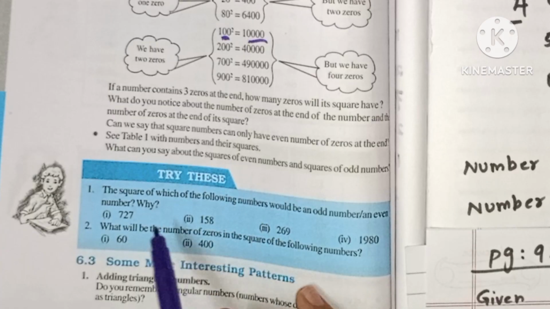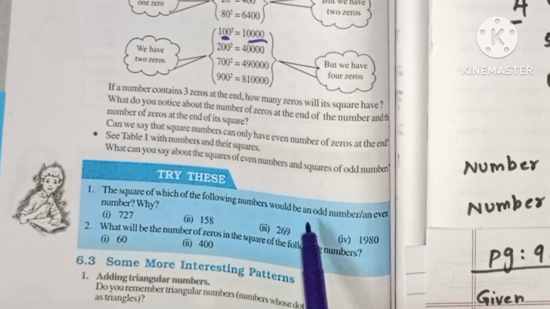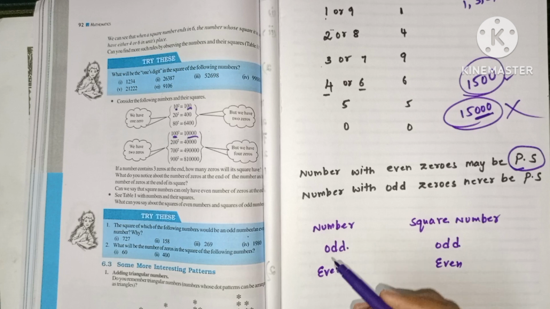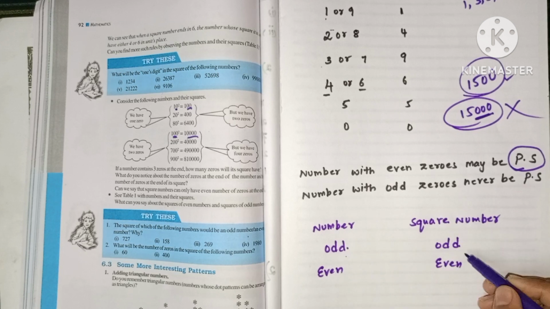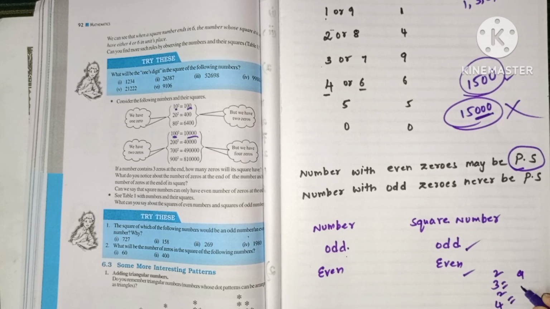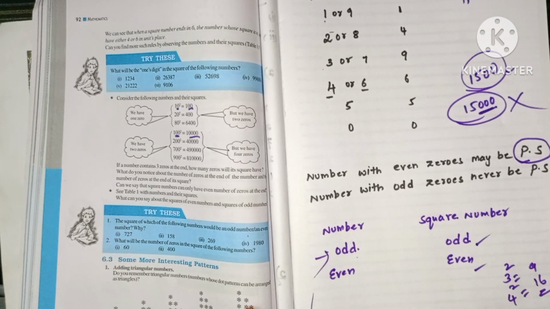Next problem, try this. The square of which of the following numbers would be an odd number or an even number? Why? So next one you have to remember: if a number is odd, then its square is also odd. If a number is even, then its square is also even. Okay. If we square an odd number, only odd comes. If we square an even number, even comes. So if an odd number is there, then its square is also odd. If an even number is there, then its square is also even. No confusion. It's clear. Okay.